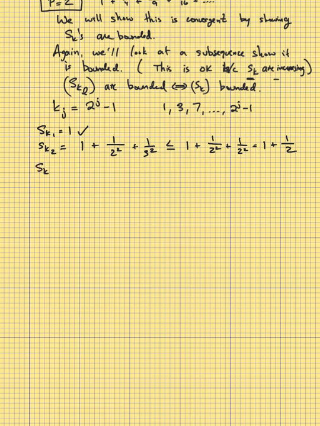Let's see the pattern with S sub k3. Well, this is less than or equal to 1 plus a half, which was our first three terms, plus 1 over 4 squared, plus 1 over 5 squared, plus 1 over 6 squared, plus 1 over 7 squared.